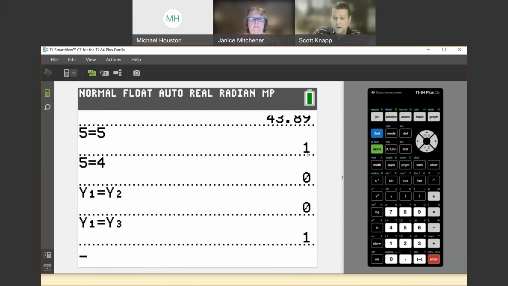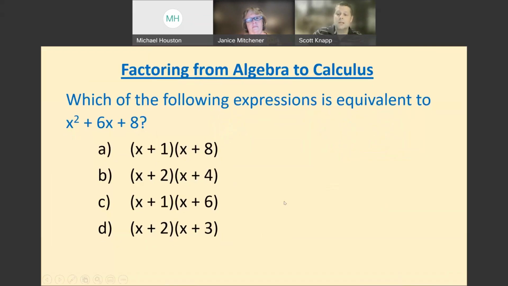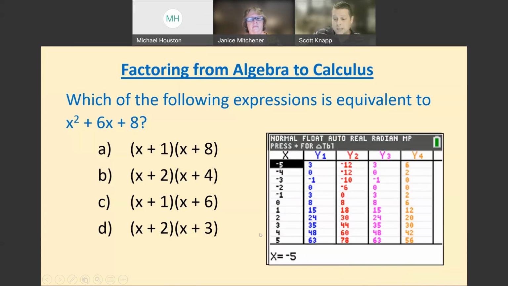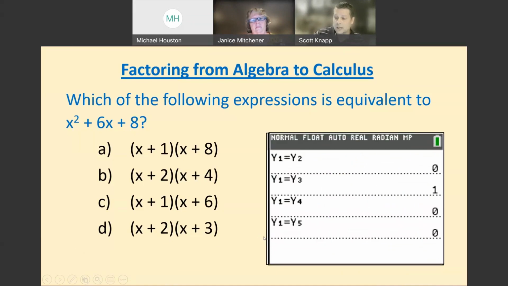So there's a variety of ways you can do this numerically, but in the end, if we come back to our original example, the idea is we want students to realize graphically we would see the same graphs if they're equivalent expressions. Numerically, we would see the same outputs for given x inputs, and then algebraically, whether we actually fill in and perform the algebra or use some sort of function notation, we can show that these expressions are equivalent and that x plus 2 times x plus 4 is the equivalent expression.